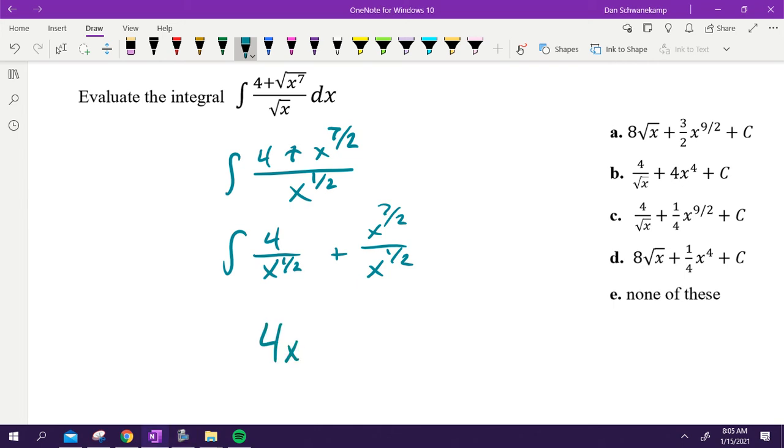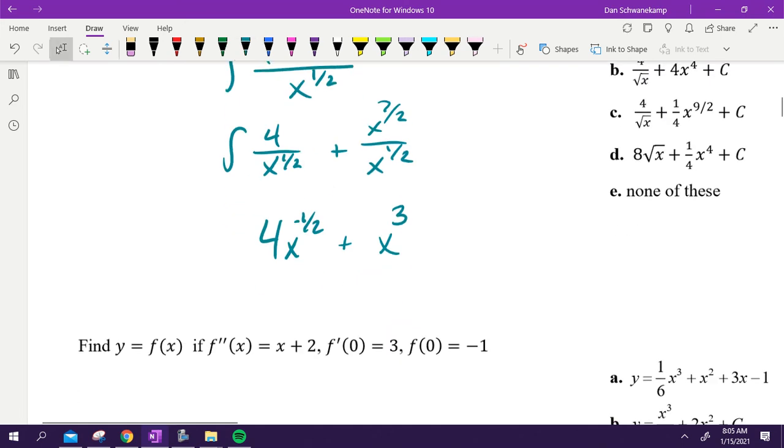So I could rewrite this as 4x to what power if it's on the bottom? -1/2. This one, it's 7/2 over 1/2. Remember, when we're dividing things, we just subtract their exponents. So 7/2 minus 1/2 is 6/2, or in other words, 3.